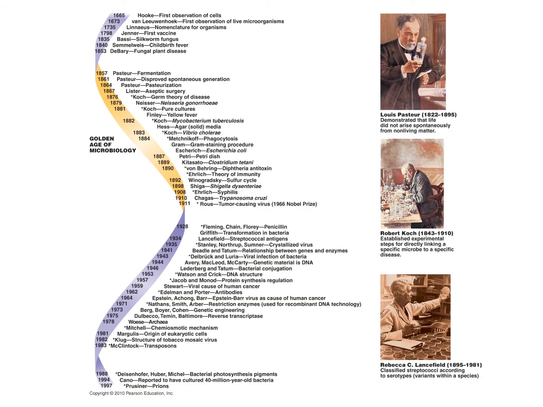This is just an overview of the history of microbiology, and you do not have to know all these dates or all these individuals, but basically microbiology started in the late 1600s, and then this is the Golden Age. The Golden Age of microbiology was from about the mid-1800s to the early 1900s, and then of course this is after the Golden Age, and this is more recent.